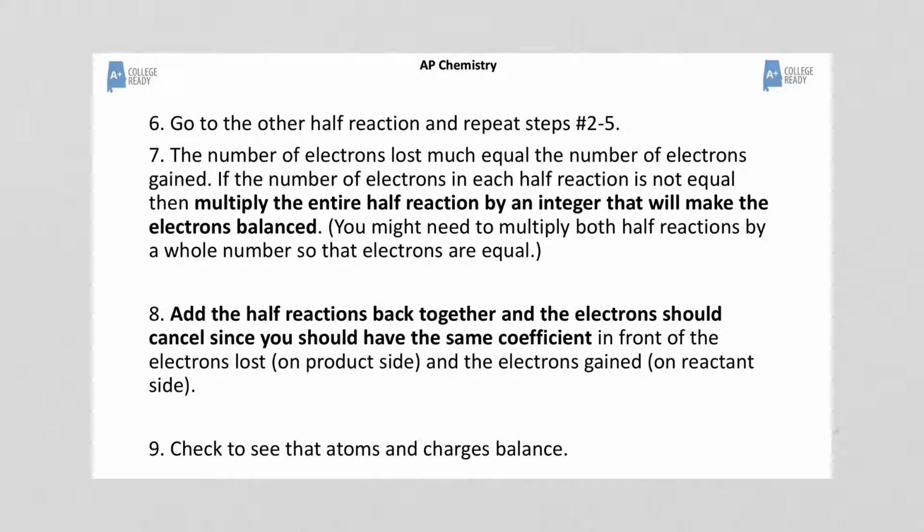Once the electrons are the same value in both half reactions, we're going to add these half reactions back together to get back to the whole reaction, which will now be balanced. Since electrons are lost in one half reaction as a product and gained in the other as a reactant, and should be the same value, they will cancel out. You may not have realized this yet, but we don't ever see electrons in a balanced reaction. So those electrons will not be present. They should cancel. Then you can do a check at the end to make sure that both sides of the reaction have equal numbers of atoms and that the charges on both sides are equal once you add them back together.